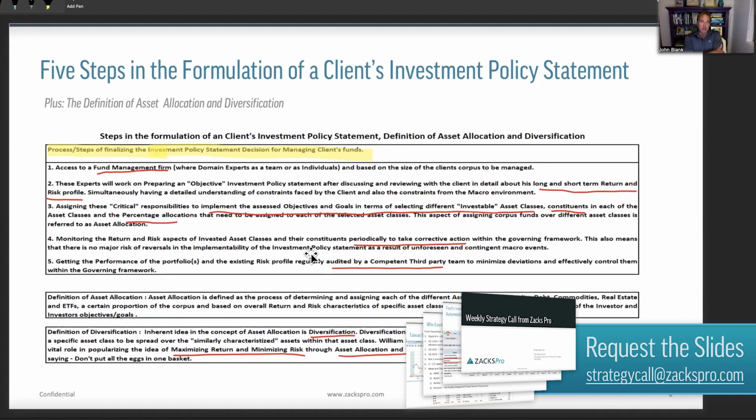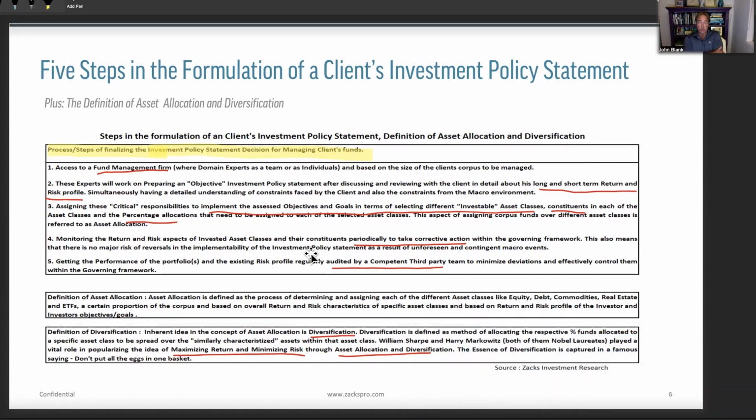So, finalizing an investment policy statement for a client fund. This is something, if you know my market strategy report, there's a kind of boilerplate chart that I do not change, because really you need to do this with your client. The investment policy statement is critical. It's outside the scope of my market strategy report.